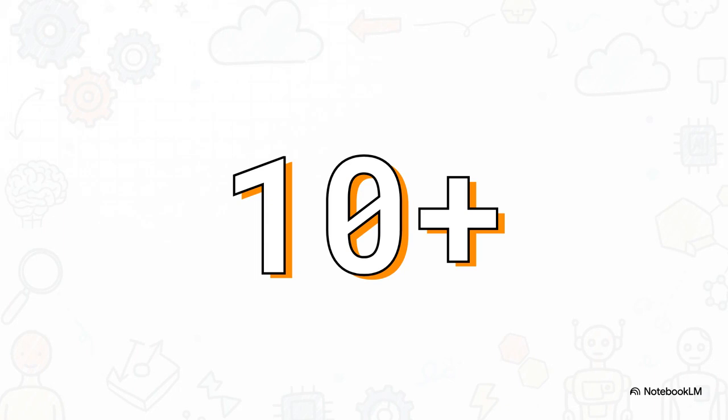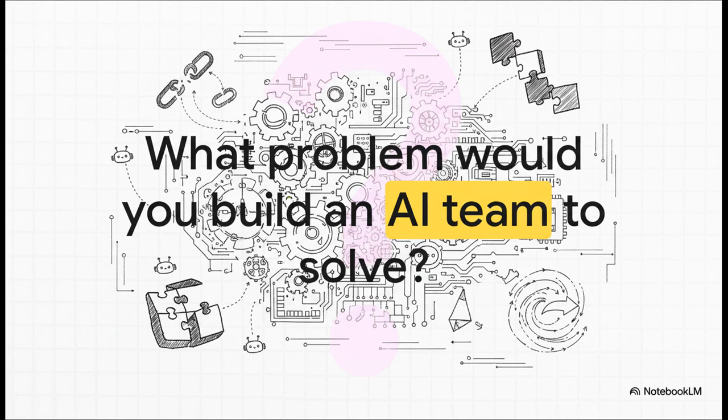ADK gives you a massive suite of over 10 major capabilities to make this a reality. This isn't just a simple library, it's a complete platform for building professional, production-ready agent systems. This shift from thinking about a single AI worker to an entire AI team, it just opens up a whole universe of new possibilities. So I'll leave you with this question. If you could build an entire team of specialized AI agents, what problem would you have them solve?